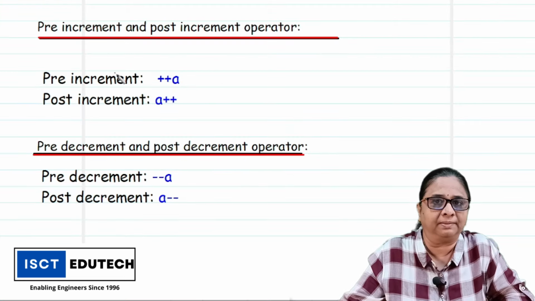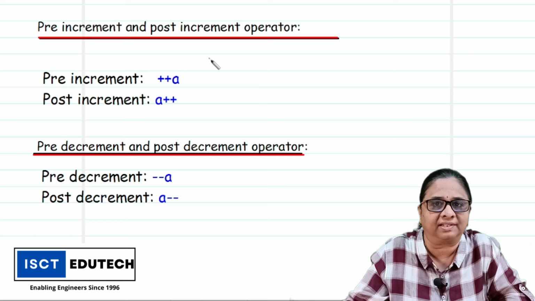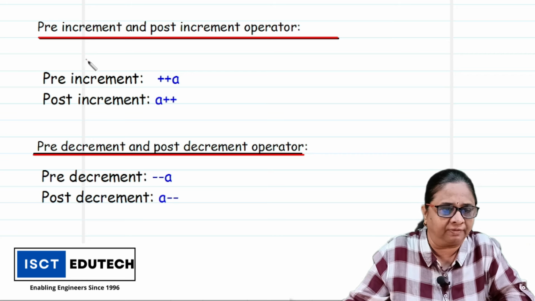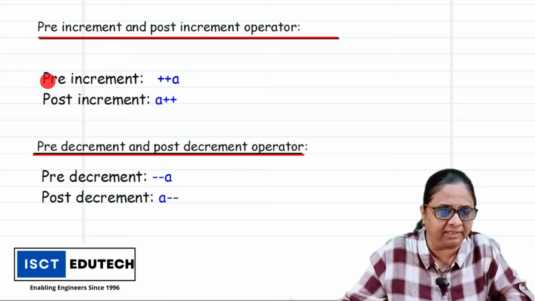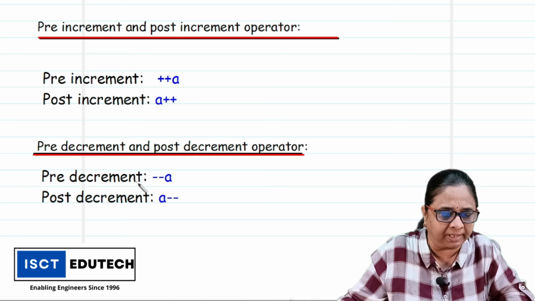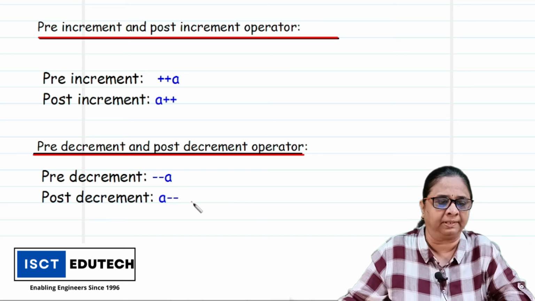Let's look at the difference between the pre and the post. Initially, we discussed that the pre or the post behave in the same manner, but there are some differences between them. Just a summary of what we discussed previously. Pre-increment means the operator comes before the variable, and post indicates the operator comes after the variable. Similarly, with pre-decrement, the operator comes before the variable, and in post, the operator comes after the variable.